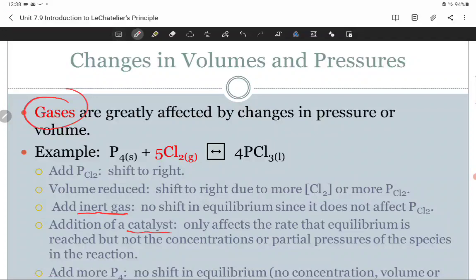Catalysts would just get you to equilibrium faster, but once you've reached equilibrium, it's not going to have any effect. And this one's interesting here, P4. P4 is a solid. If you remember from heterogeneous equilibrium expressions, those solids have no effect also because they're not in the equilibrium expression. So it has to be there, but it doesn't matter how much. As long as there's some P4 solid in this vessel, then the reaction will continue in that dynamic equilibrium. Okay.